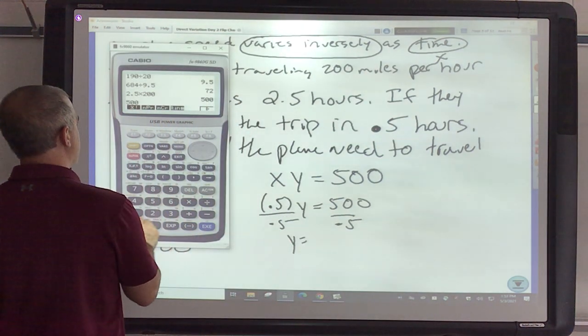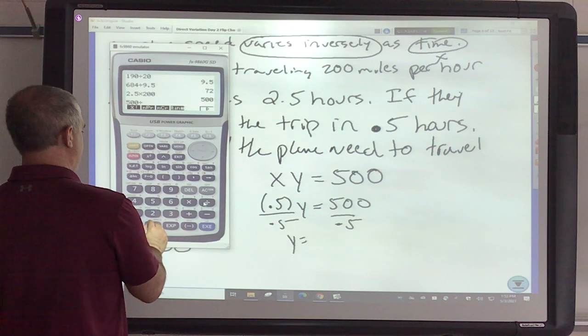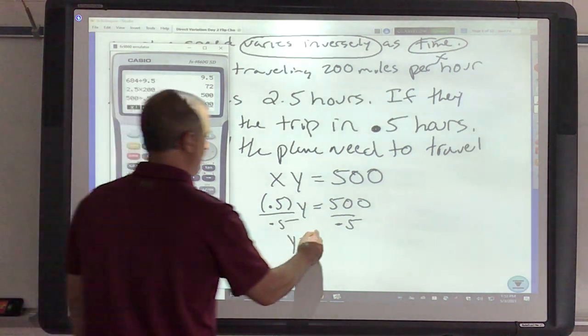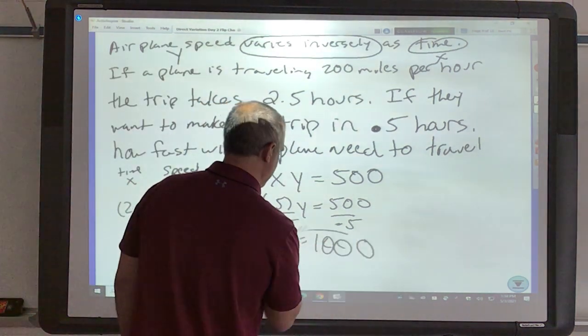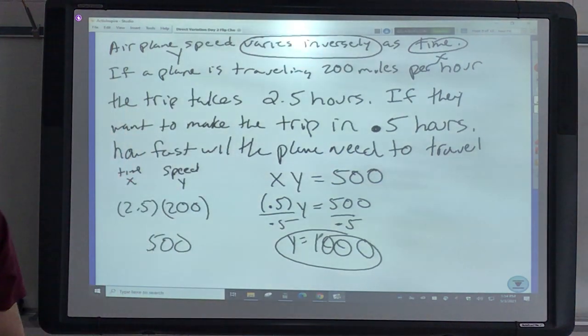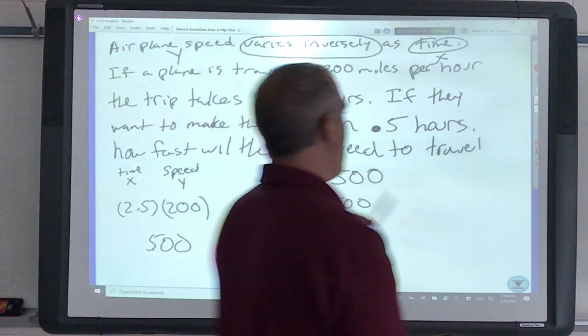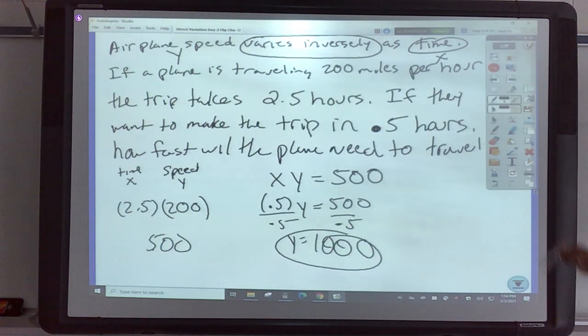500 divided by 0.5. They'd have to travel 1,000 miles an hour. And that's probably not going to make it in time. All right, not possible. So laying out your x and y and how the relationship is going to be is going to matter.